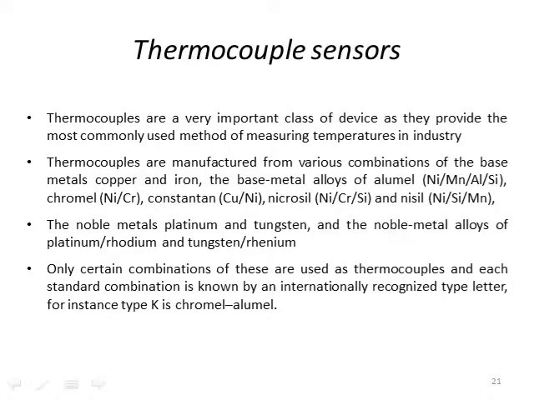Now, for thermocouple sensors, there are many different types of materials. This is giving some common materials. They're typically made of alloys, so alumel, which is nickel, this composite material you can see, and then chromel, which has nickel chrome, and then constantan has copper and nickel, and nicrosil, which has nickel chrome silicon, etc.